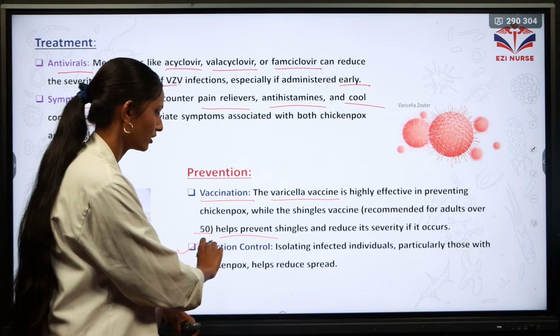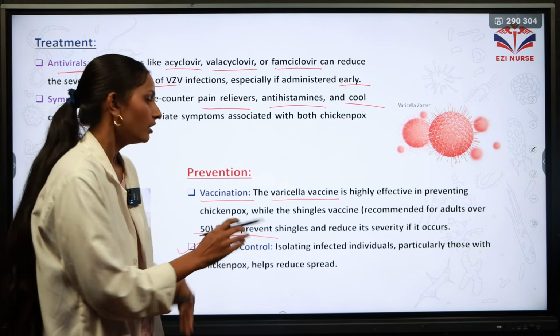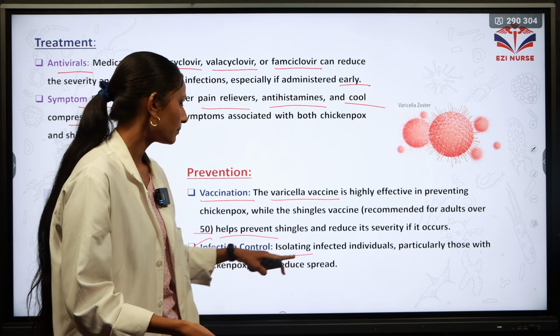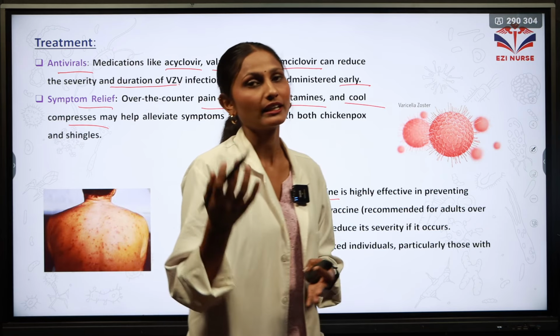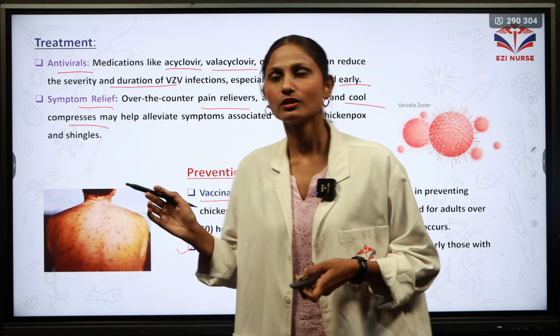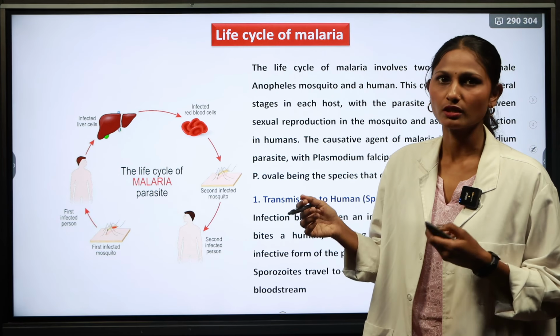Next one is infection control. We can isolate the person who is infected with chickenpox as well as shingles, particularly those with chickenpox, to help reduce spread. If we isolate that person, it will stop the spread of the disease. So this is all about the varicella zoster virus.